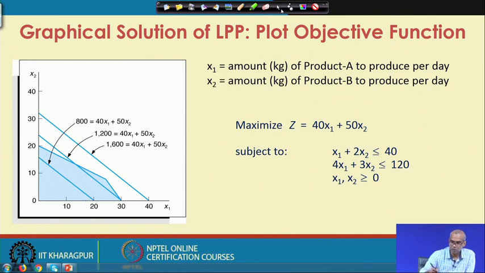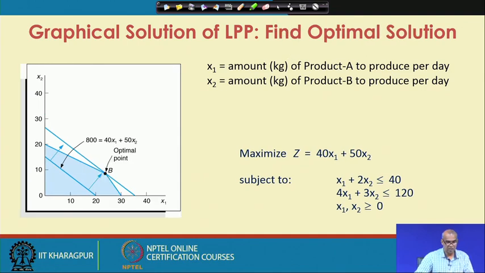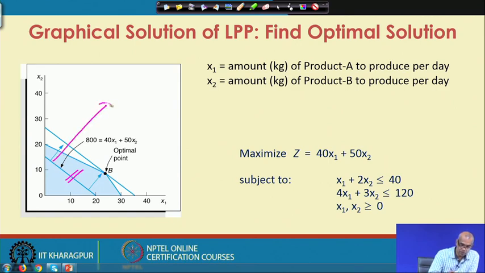So, the situation that we will get is as follows. Now, look at the figure. I am moving this objective function line in this direction. So, as the objective function value is increasing, I am always keeping the objective function line parallel to this starting line.